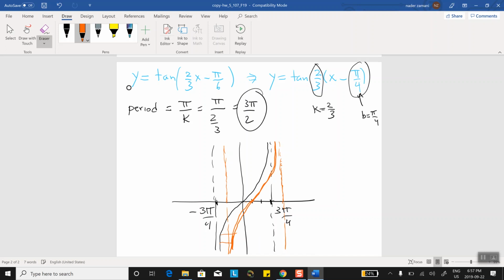See that? This horizontal distance shifting between the black and the green is pi over 4. So the final answer, tangent of 2/3 x minus pi over 4, which is the same as this, is the orange one that I've done for you. Okay? Now there are two more problems that are left, and let's see how much time we've got here. I think I'll do it in the fourth video segment. Okay? We stop this.